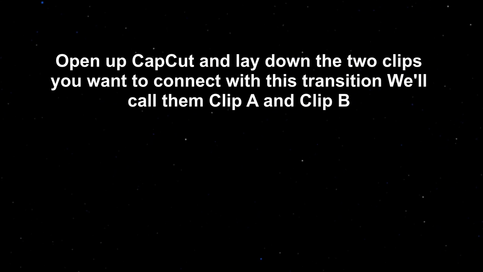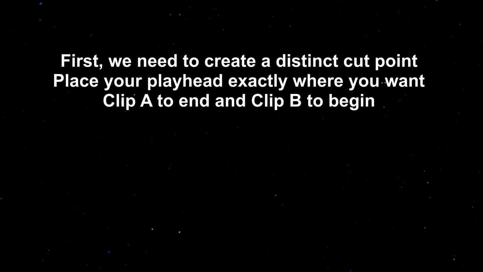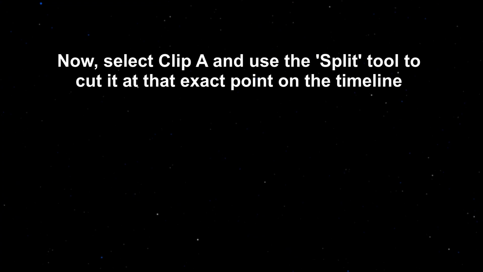Open up Capcut and lay down the two clips you want to connect with this transition. We'll call them Clip A and Clip B. First, we need to create a distinct cut point. Place your playhead exactly where you want Clip A to end and Clip B to begin. Now, select Clip A and use the Split tool to cut it at that exact point on the timeline.